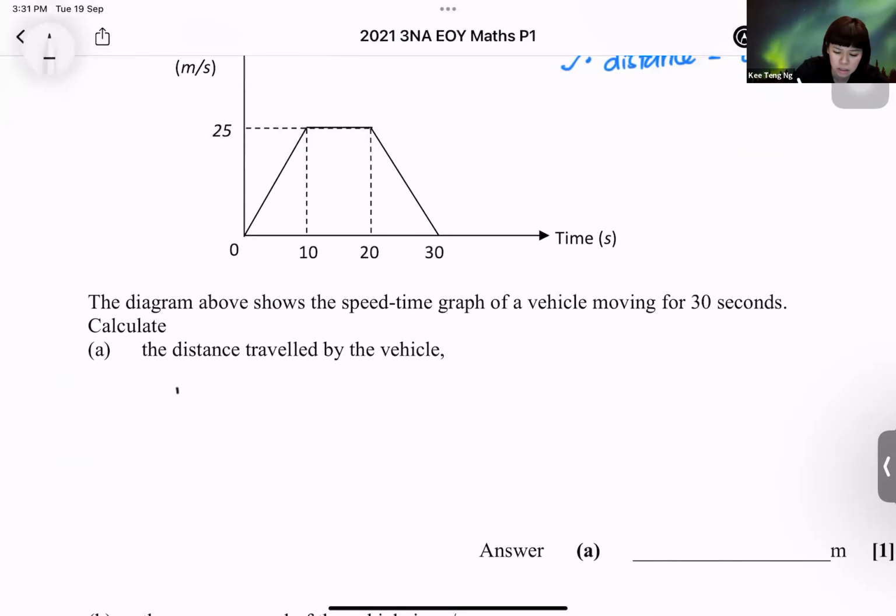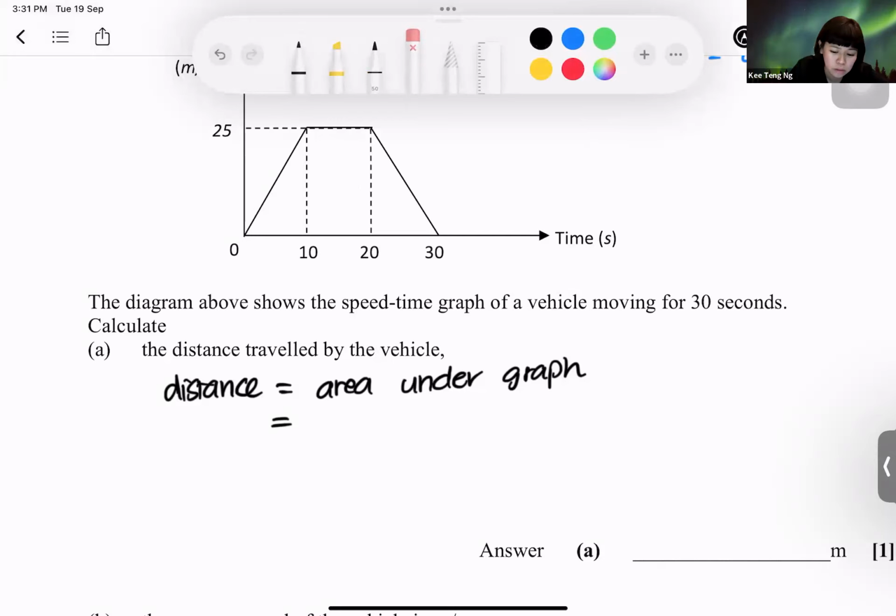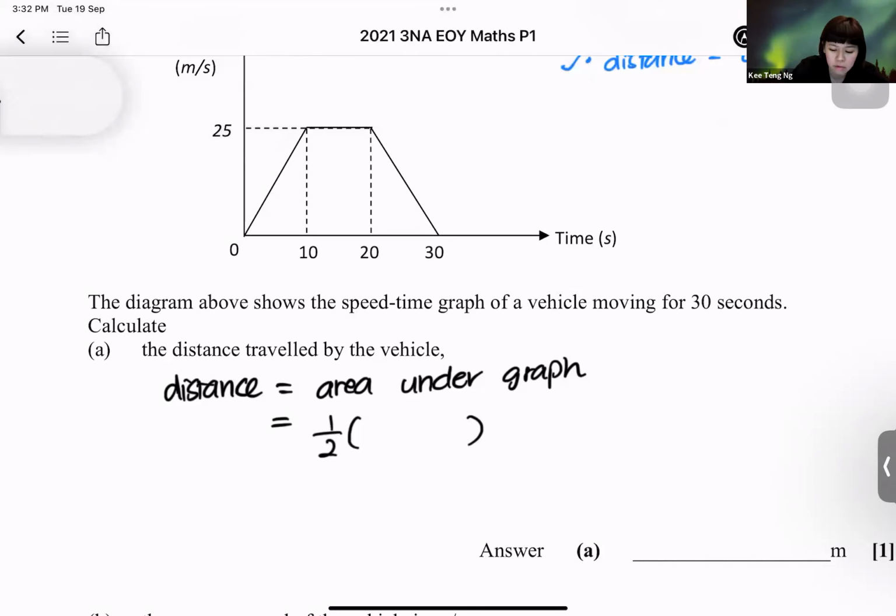We were saying that distance equals the area under the graph. Now this shape over here is a trapezium. If you forgot how to find the area of a trapezium, is it okay? Can I find the area of one triangle, area of one rectangle, area of another triangle, and then add them up together? Still can do so, right? So why not? But if you can remember the formula for trapezium, half A plus B.